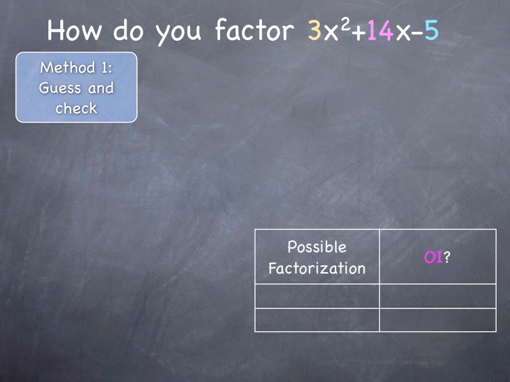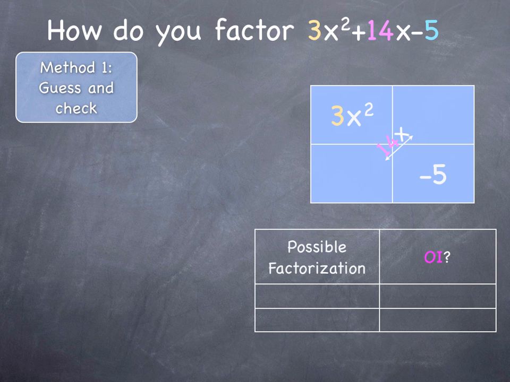Next, we're going to use some guess and check. So I'm going to set up my area model here. I know that when I multiply the first two terms of the factors together, I need to get 3x squared, so I put that in the first box. When I multiply the last two together, I need to get negative 5, so I put that in the bottom right-hand box. And the two middle terms, the O and the I in FOIL, need to add up to 14x. So what I need to do is try some combinations of factors and see whether the OI in FOIL works out right. Let me look at the 3x squared term first.